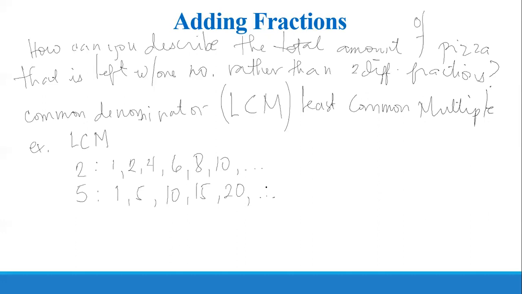Okay? So I repeat. So after listing the multiples of a given number, the smallest multiple that they have in common will be the common denominator to use to rewrite each fraction into equivalent fractions. Okay, so paano yan? Let's have an example.